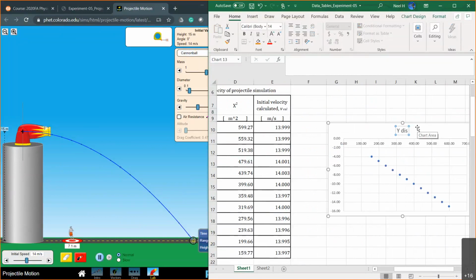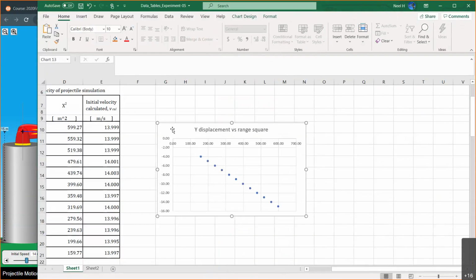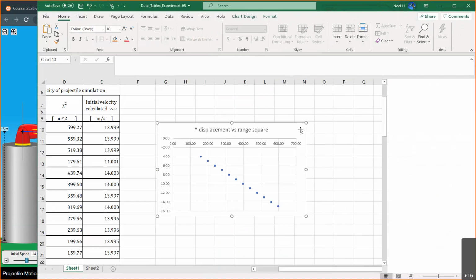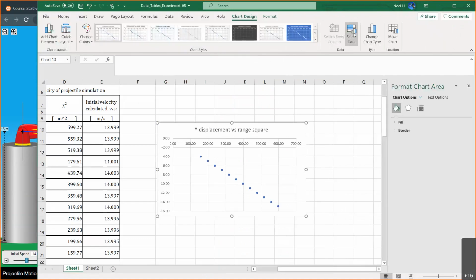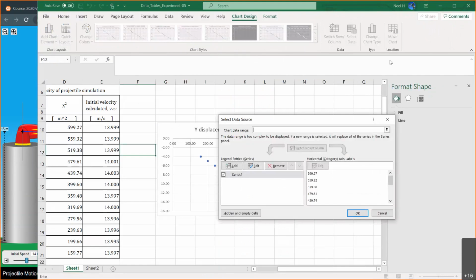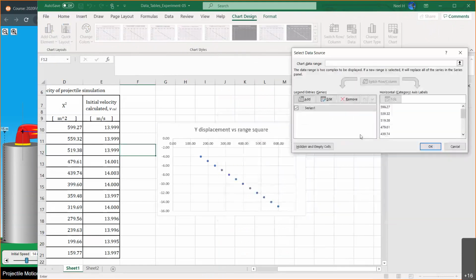You have to type that name. Y displacement versus X, or the range square. You can say range square. That's fine. It should be a proper name, okay? Not just variables, really. That looks really bad. There's no huge point reduction for those things, but still I see some of those mistakes on some of you, not everyone. Very few now have those issues with the labs.